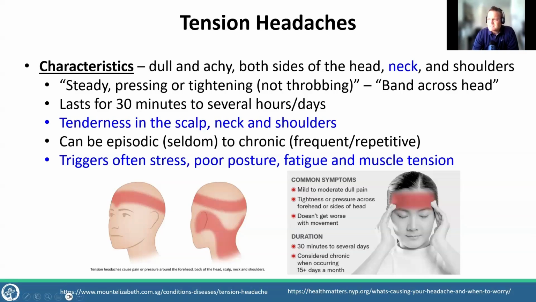There can be tension in the scalp, neck, and shoulders. They're often very episodic, but there's people that have maybe some chronic musculoskeletal problems, so these become more frequent and more repetitive.